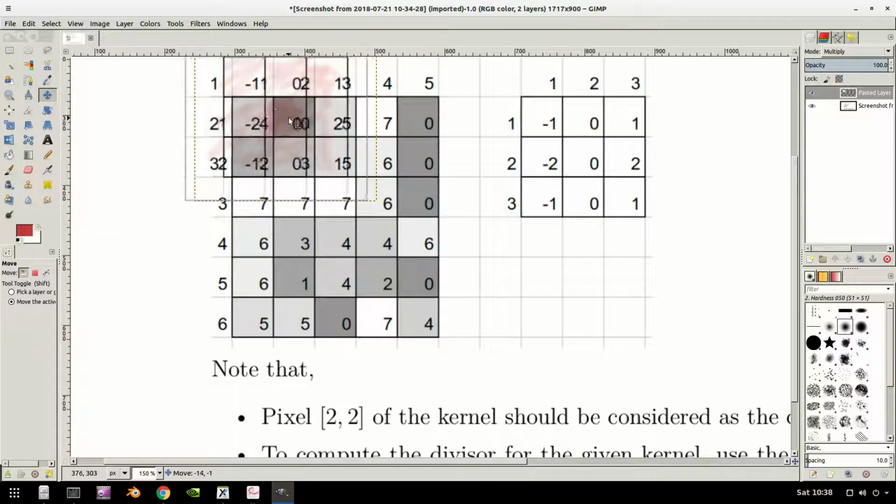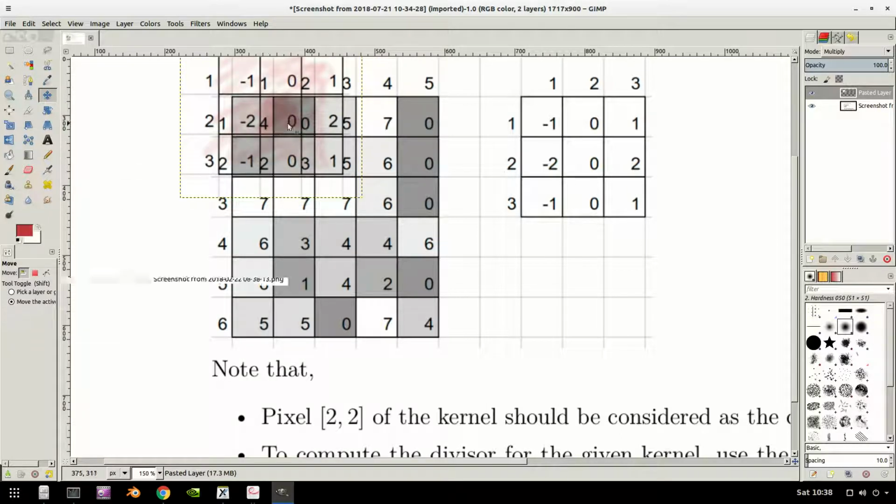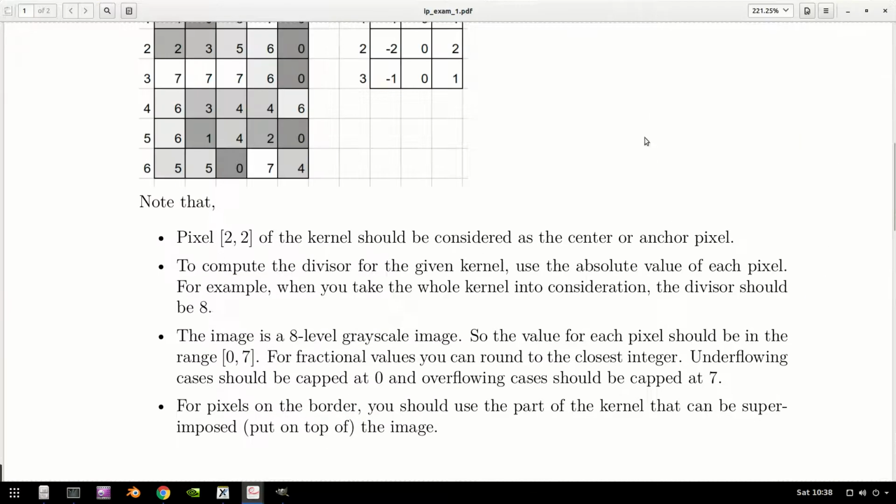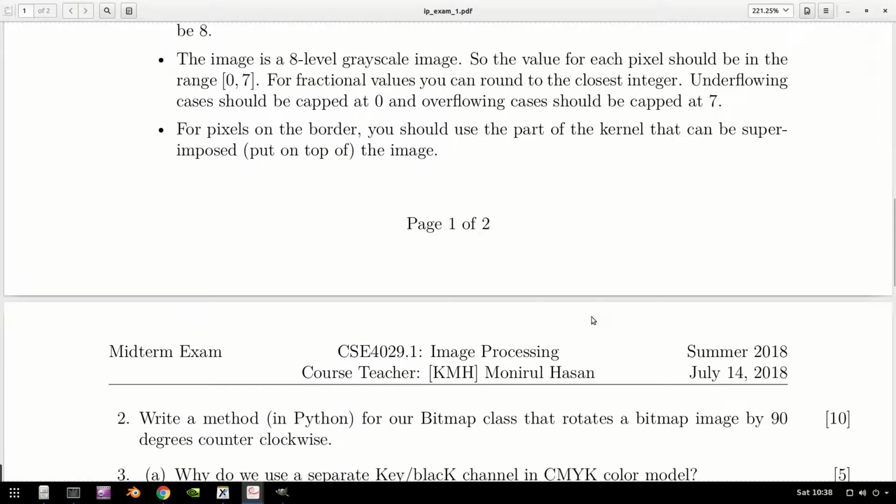Then you carry out the multiplication. So minus 2 times 4, 0 times 0, 2 times 5, minus 1 times 2. That's how it goes. This is what we call superimposing, or putting on top of. I mean, if you don't understand the word, then that's that.